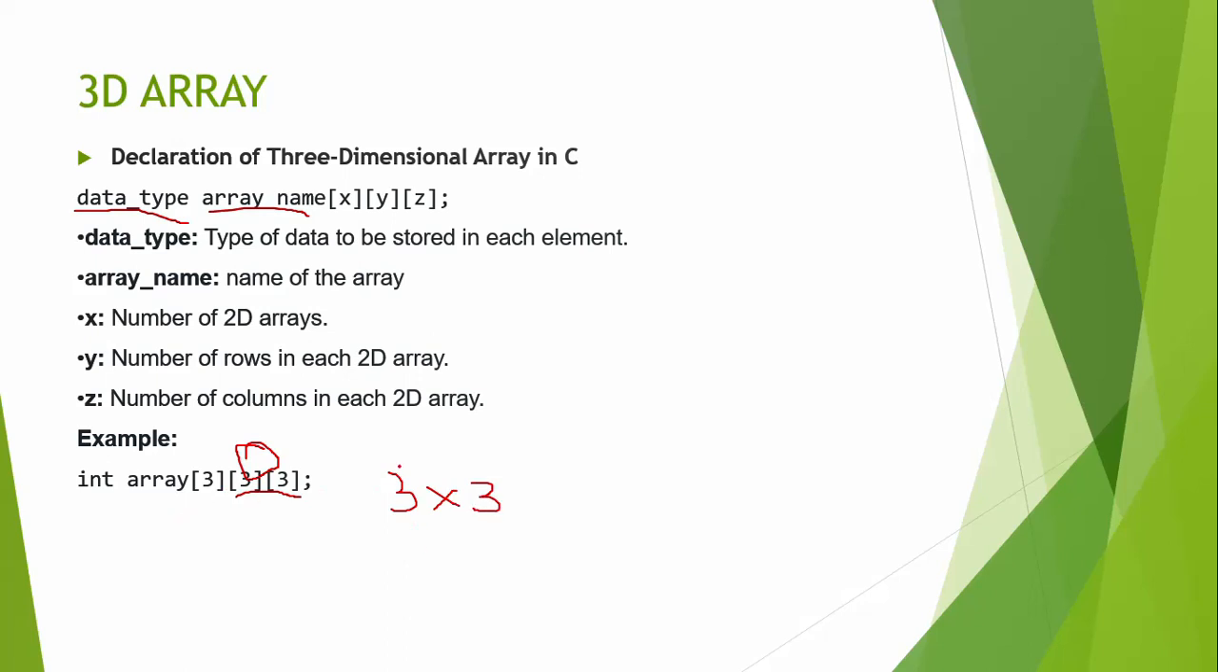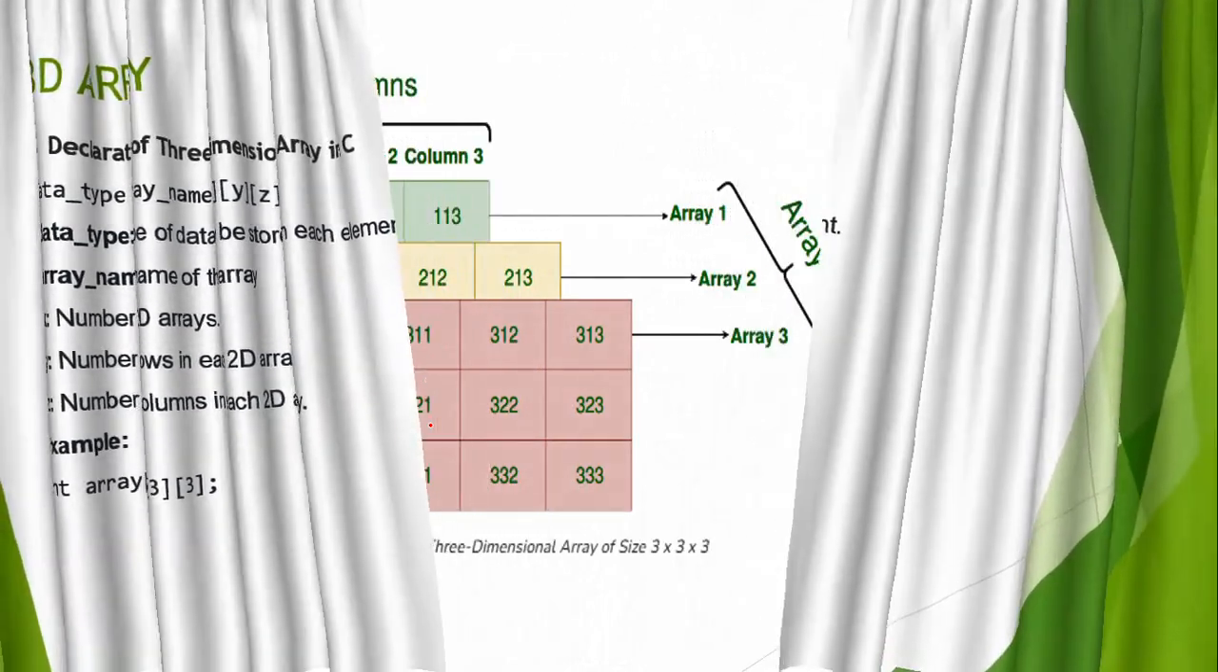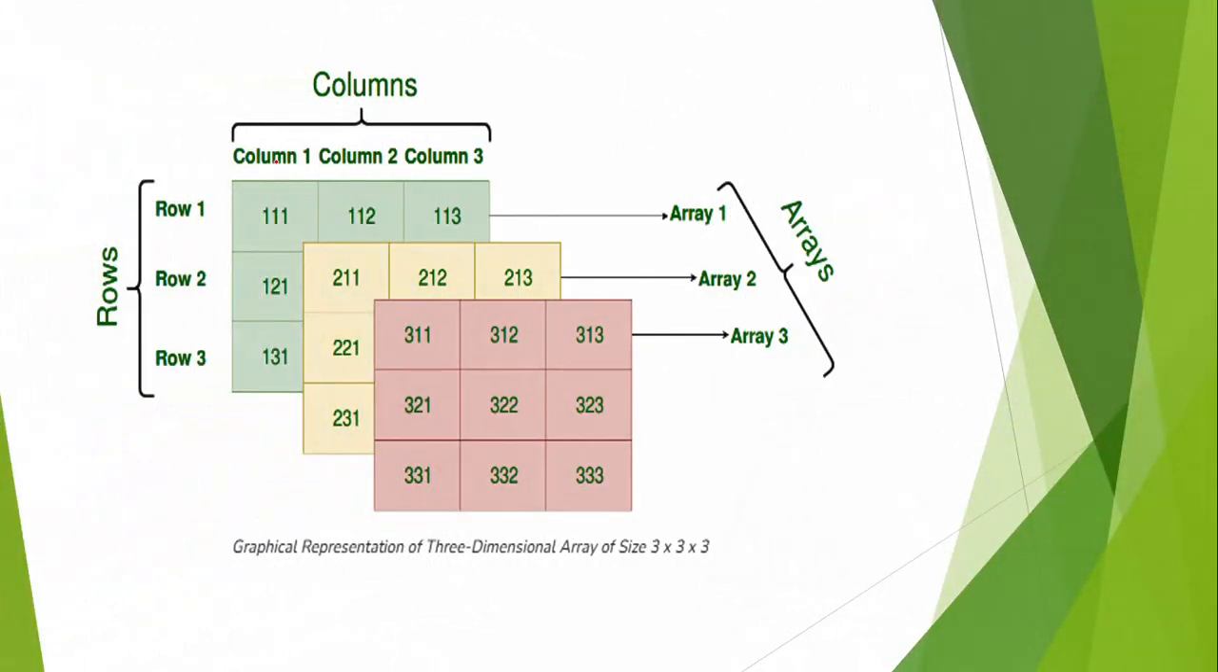Now how many 3 cross 3 matrices are you going to generate? That is 3. So x represents the count. So 3 into 3 cross 3, totally 27 values you are going to get from the user. This is the graphical representation of a 3 cross 3 cross 3 matrix. So you will be having three 3 cross 3 matrices.